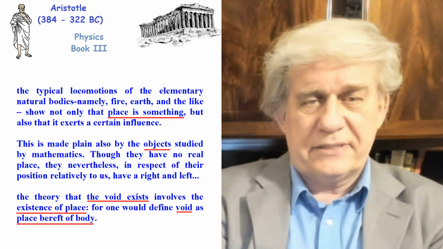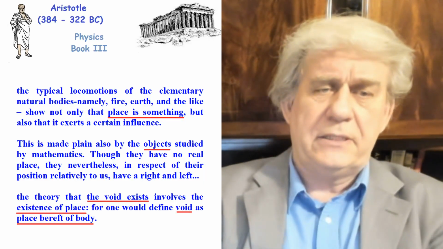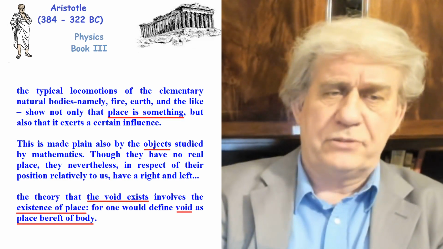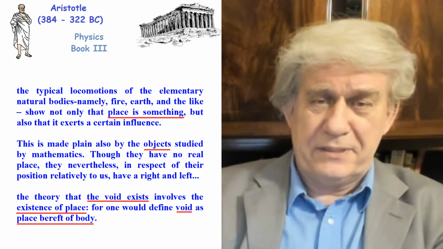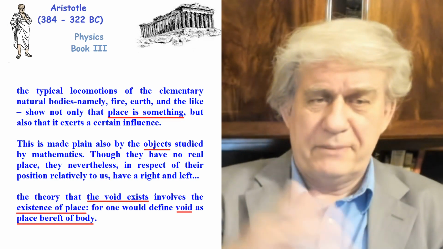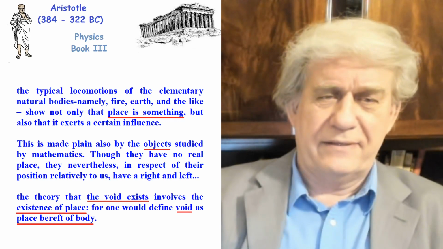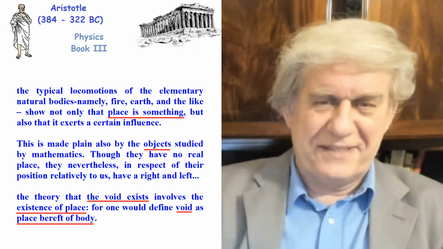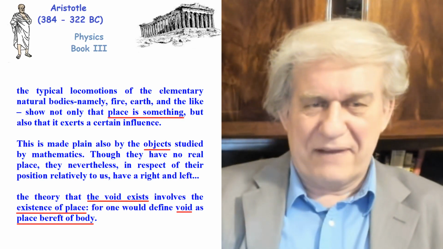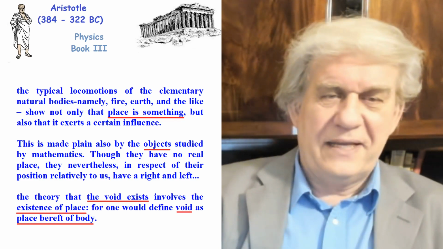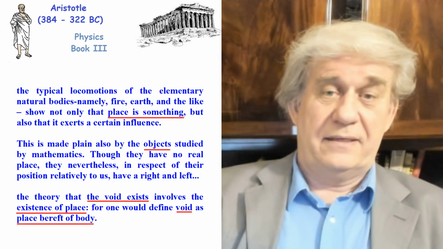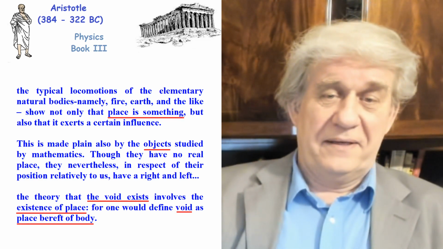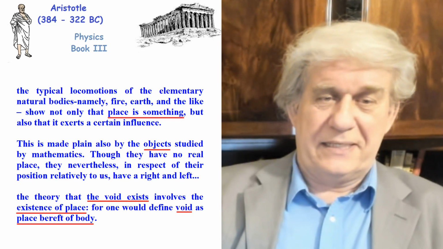Okay, so what is place? Let's see if we can get to the bottom of it with Mr. Aristotle. Here he says, the typical locomotions of the elementary natural bodies, namely fire, earth, and the like, show not only that place is something. Remember, they believed there were only four elements: earth, wind, and fire, and then the fifth element, quintessence. Okay, fire, earth, and water. He's saying place is something. Of course, he never defined what something is.